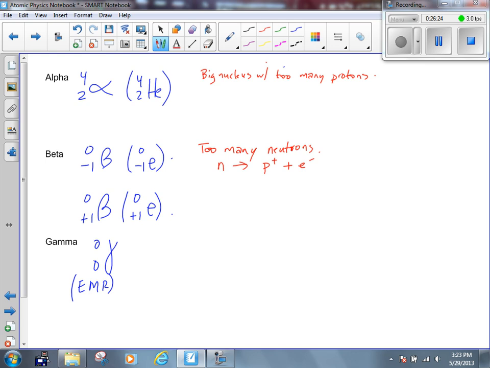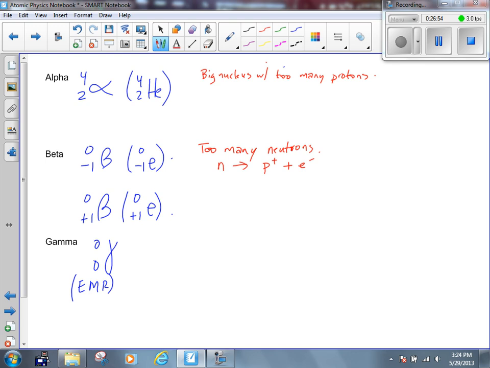Let's change a neutron into a proton, because we got too many neutrons and not enough protons. But we got to make an electron in the process as well. What do we do with that electron? Get rid of it, because it's not a part of the club. So we end up with, in beta decay, a nucleus that has one more proton than it started with, one less neutron than it started with. We also make an electron that leaves the nucleus. That electron that leaves the nucleus is the beta particle.